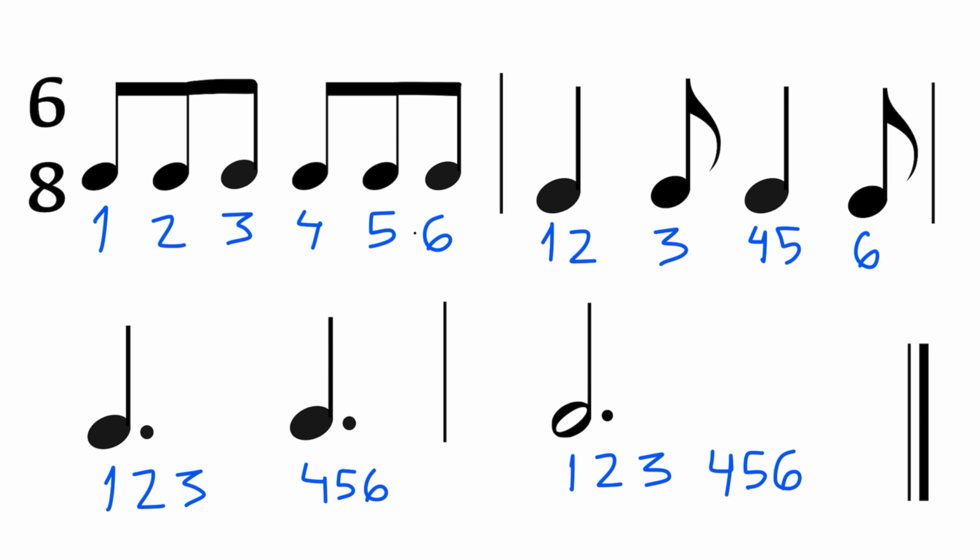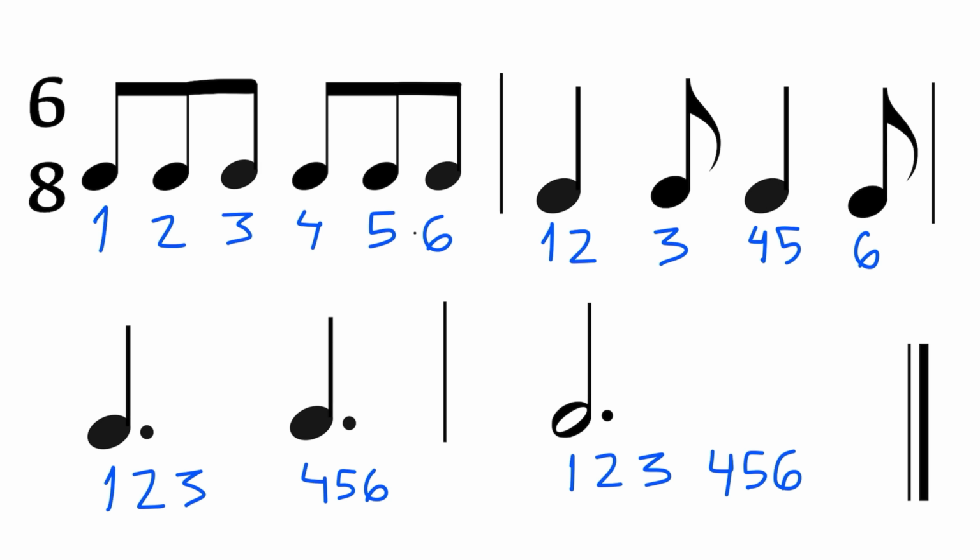The counts are already written out. Now notice how every 3 beats are grouped together. You see there's 3 eighth notes grouped together. That's 1, 2, 3. Another 3 eighth notes grouped together for 4, 5, 6.